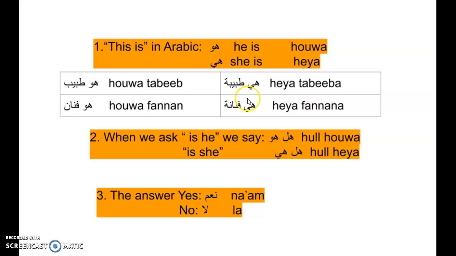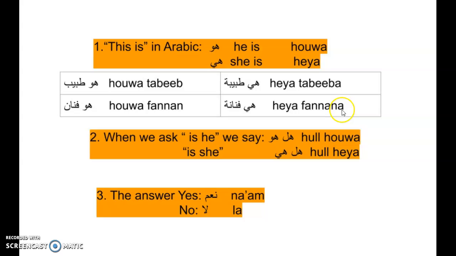هو طبيب، هي طبيبة. هو فنان، هي فنانة. هو فنان، he is an artist. هي فنانة، she is an artist. Did you notice, boys and girls? هو طبيب. هو is masculine. طبيب does not end with the sound of a. هي طبيبة. You have the a here for هي. Automatically, طبيب becomes طبيبة because it is feminine. هو فنان. He is an artist. هي فنانة.